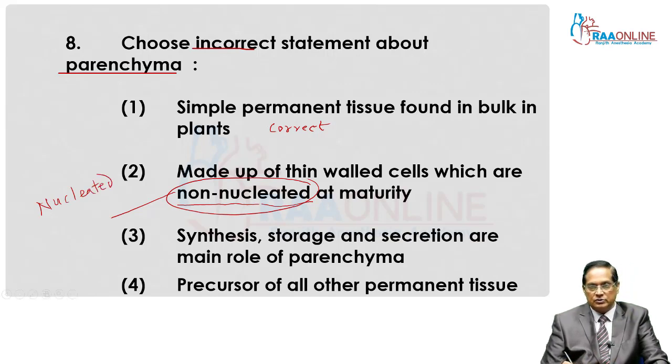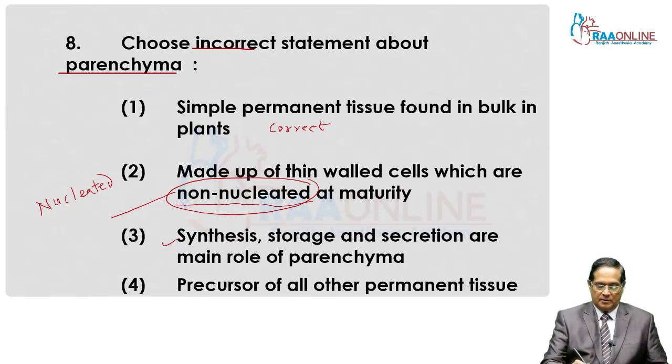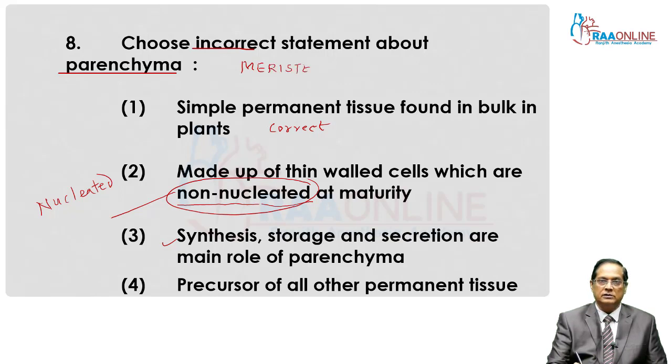Then synthesis, storage, secretion is the main role, right? Then precursor of all permanent tissue. So see the sequence. That is meristem. These cells are always in the state of division. When they lose the power of division, they form parenchyma for the first time.